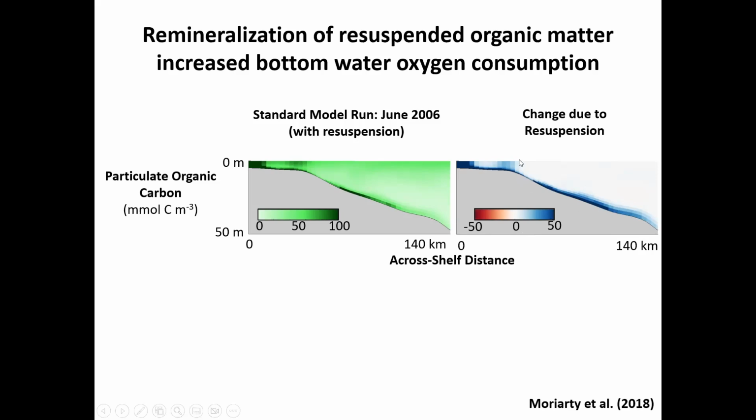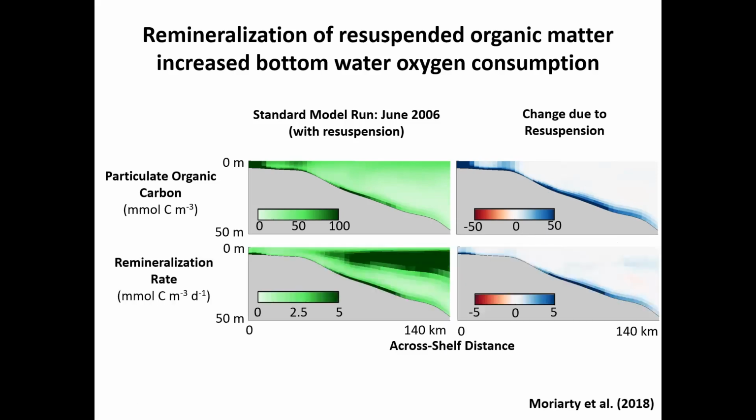You can see that most of the organic matter in the water column is due to resuspension. This is all positive, right? If you turn off resuspension, the material stays deposited. Once it's deposited, it can't be resuspended. And so you get an increase in POC. Therefore, you get an increase in remineralization rate.